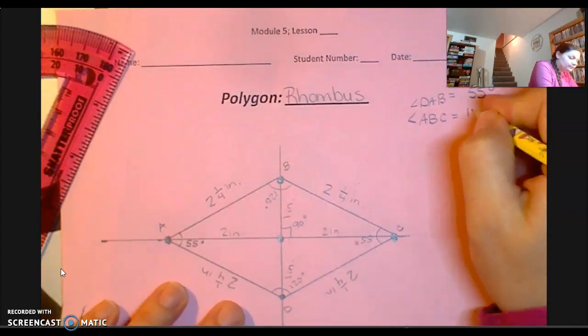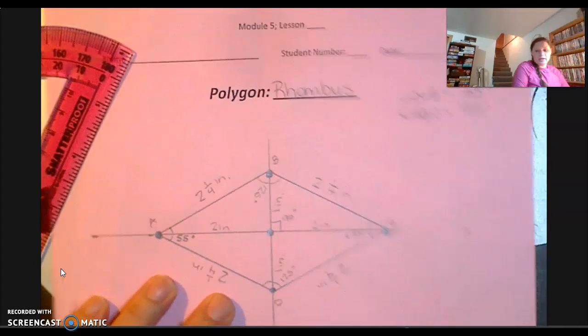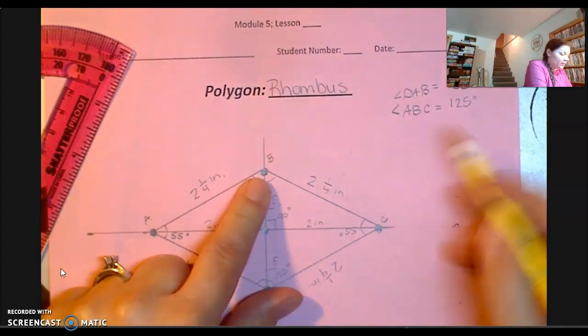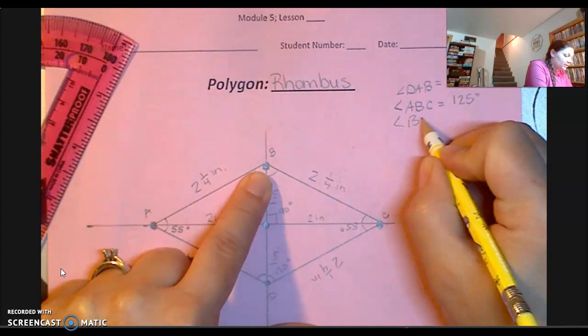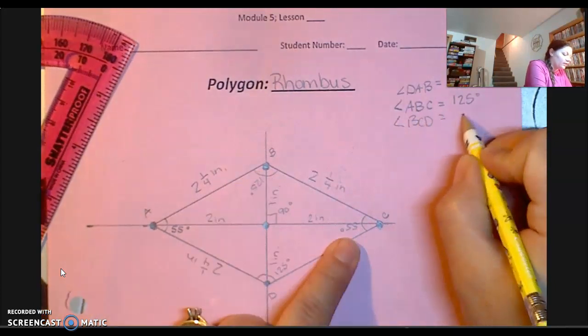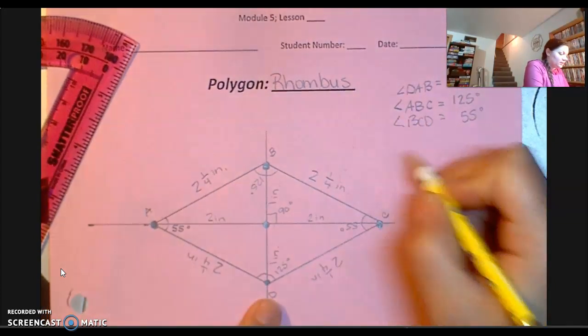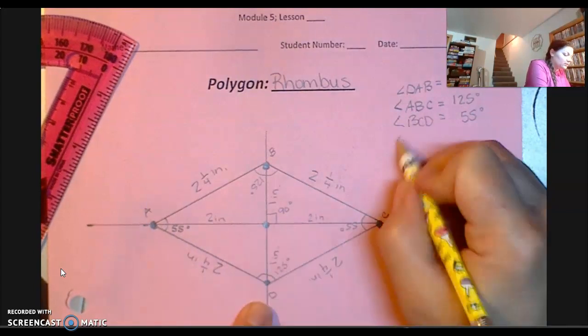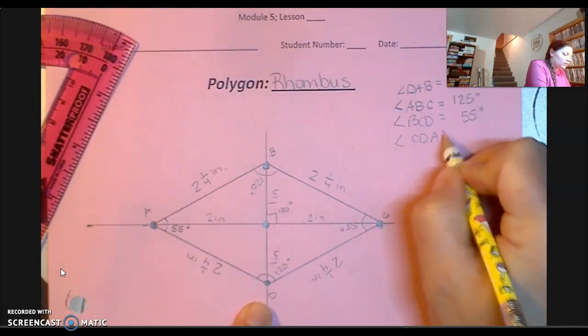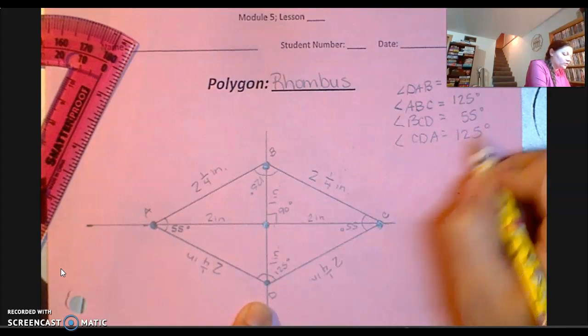So, we can write out our angles over here. This would be angle BCD, and it was equal to 55 degrees. This is angle CDA, and it was also equal to 125 degrees.